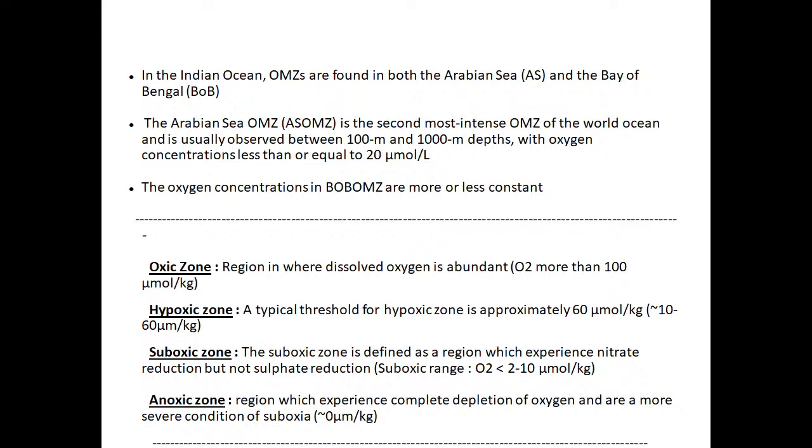So to summarize, in the Indian Ocean, oxygen minimum zones are found in both the Arabian Sea and the Bay of Bengal. The Arabian Sea is the most intense, and depending upon the oxygen concentration in the deeper layer, we can define the zones into oxic, hypoxic, suboxic, and anoxic zones. The anoxic zone is where the oxygen is very close to zero. The suboxic zone is where the oxygen ranges between 2 to 10 micromole per kg, and the hypoxic zone is where the oxygen concentration is below 60 but more than 10. The oxic zone is the upper layer where the oxygen concentration is quite high.